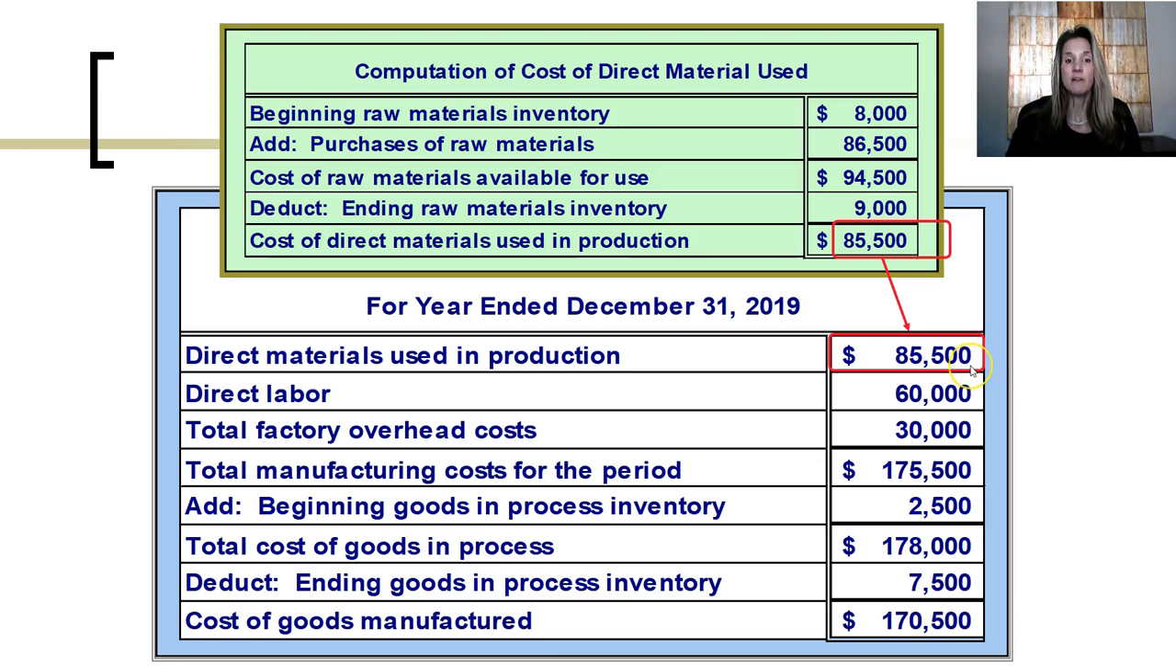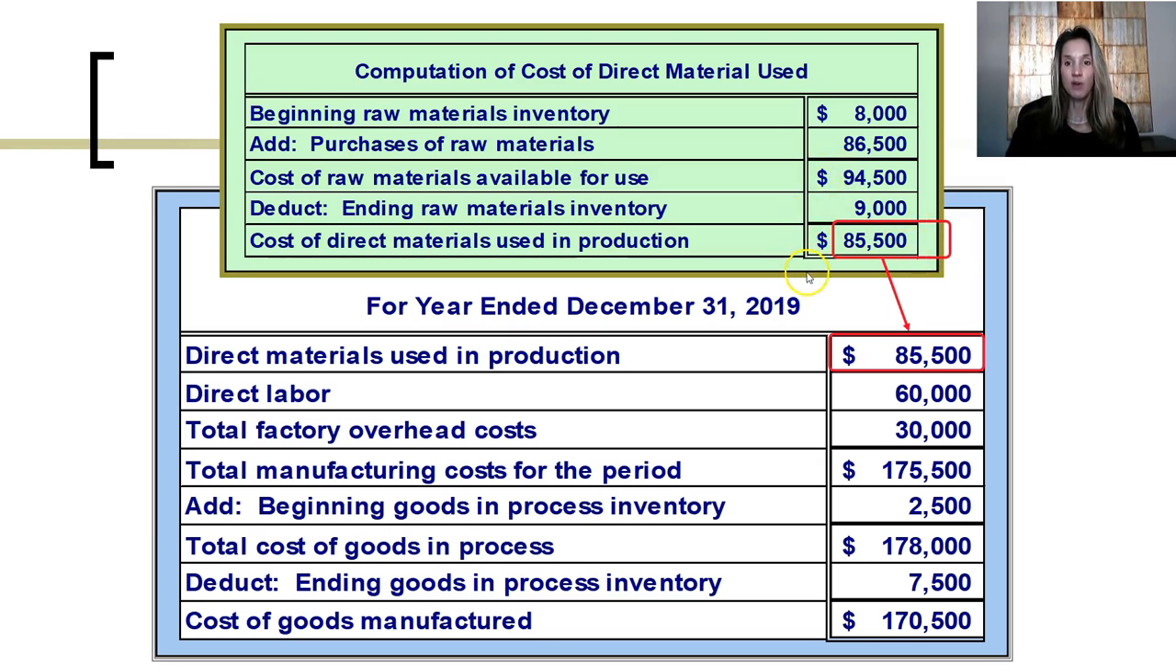Looking at the detail of materials, we can show the flow of costs through the raw materials account. The beginning raw materials inventory balance is combined with purchases of materials to get the total dollar amount of materials available for use. If we subtract out the ending balance in raw materials, the difference is going to be the cost of direct materials that were used in production.